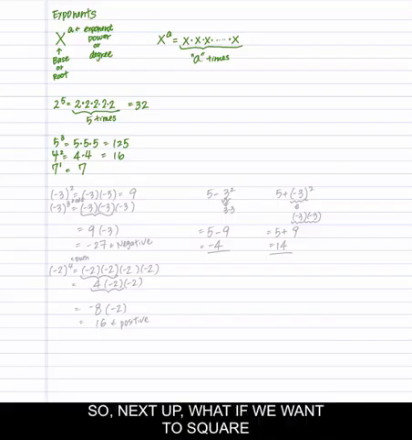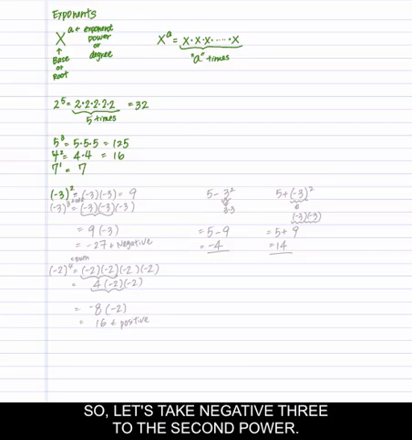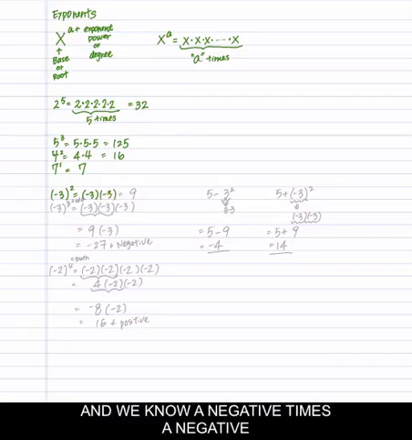So, next up, what if we want to square or put an exponent on a negative value? So let's take negative 3 to the 2nd power. Notice I have parentheses with this, and that does matter. This actually becomes negative 3 times negative 3. And we know a negative times a negative gives us a positive 9.